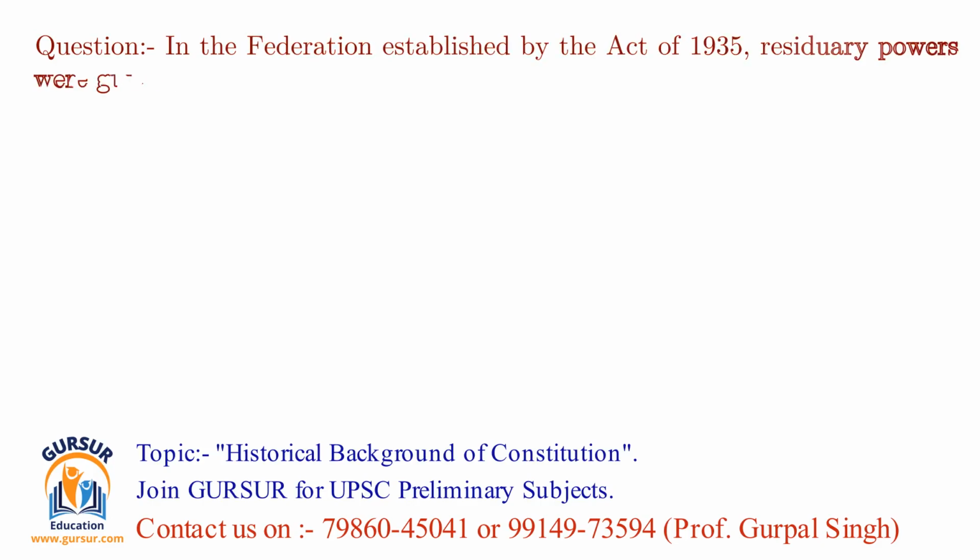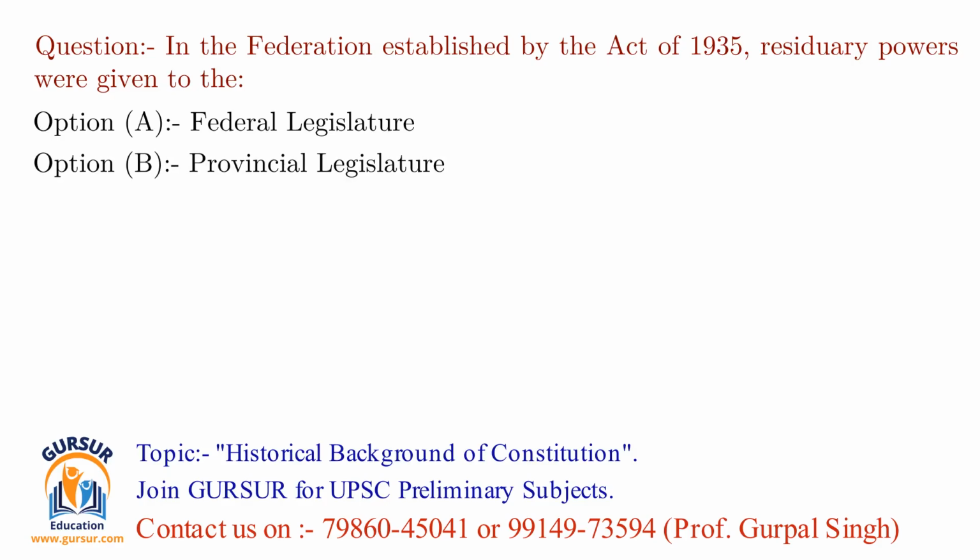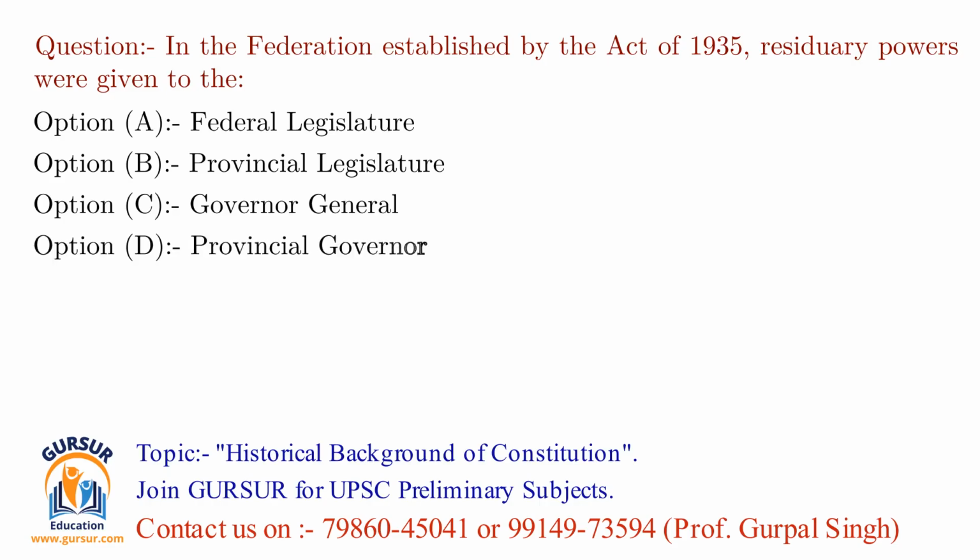The question number 11 is, in the federation established by the act of 1935 residuary powers were given to the option A is federal legislature, the option B is provincial legislature, the option C is governor general, and the option D is provincial governor. And your time starts now.